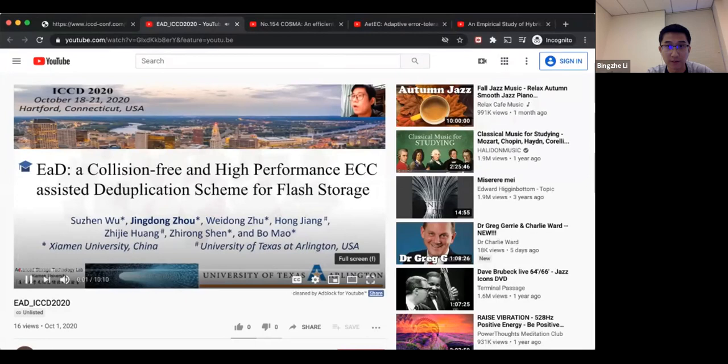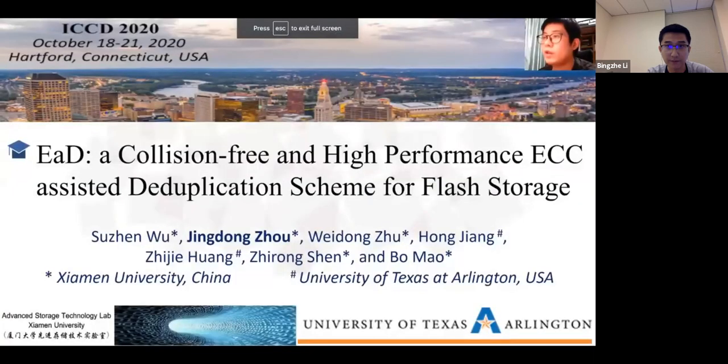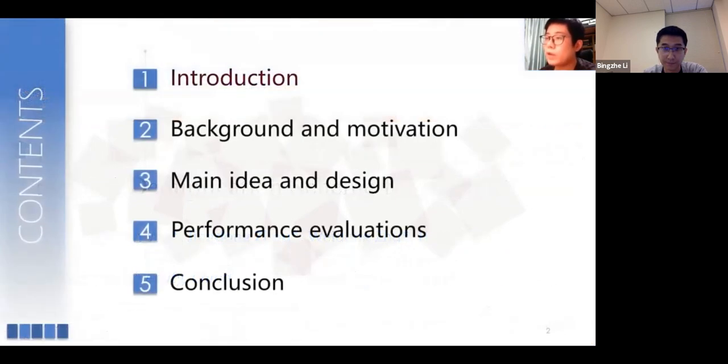Hello everyone, I'm Jin from Xiamen University, China. I'm going to present our work EAD, a collision-free and high-performance ECC-assisted deduplication scheme for flash storage. This is a collaborative study between Xiamen University and the University of Texas at Orange. My presentation has 5 parts: introduction, background and motivation, main idea and design, performance evaluation, and conclusion.